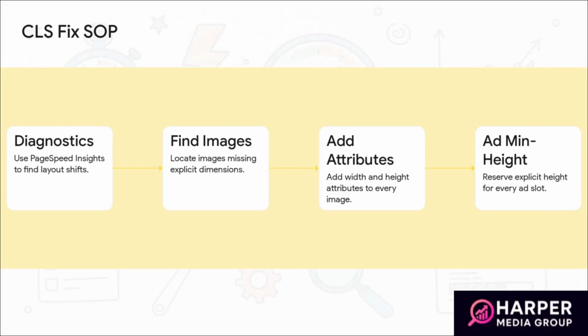The prescription for this jitter? It's surprisingly simple. You actually don't need a massive code overhaul, you just need explicit width and height attributes on every single image across the site. This tells the browser exactly how much space to leave open while the image downloads. And for ads, just use CSS to reserve a minimum height for every ad slot before it even begins to load. It's truly the fastest CLS fix out there.